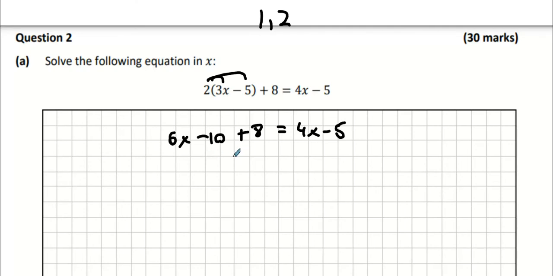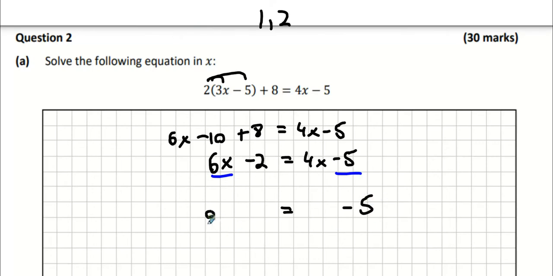I reduce both sides down to 2, so it's 6x. What I mean by that is 2 parts. Minus 10 plus 8 is minus 2. Now, always make a note of the ones that are staying. 6x is staying where it is, and the minus 5 is staying where it is. This is because we want all the x's on the left and all the other numbers on the right.